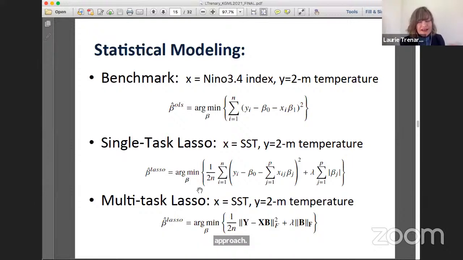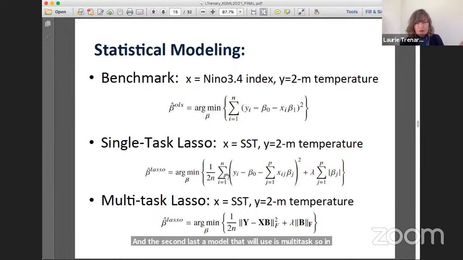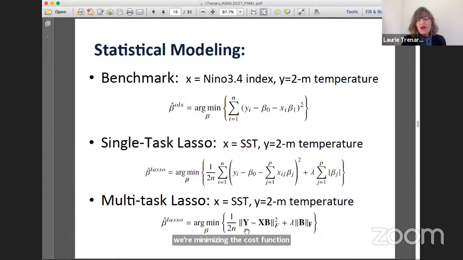And the second lasso model that we'll use is multitask. So in the single task, we're fitting the lasso model grid point by grid point, and no predictive model knows anything about its neighbor. In multitask lasso, we're minimizing a cost function of this form to get our regression coefficients, and this y is now a matrix. So we're minimizing the cost function with respect to all the grid points.